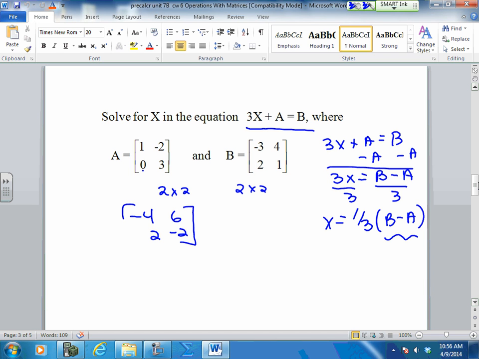Okay? Now, we want to take 1/3 of every number. So just divide by 3. Negative 4/3. What's 6 divided by 3? 2. 2 divided by 3. Negative 2 divided by 3. This is the answer you should get.